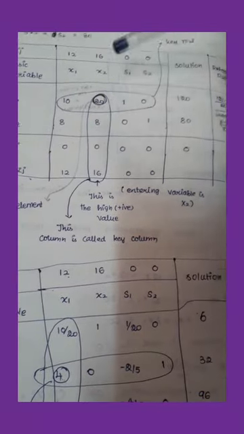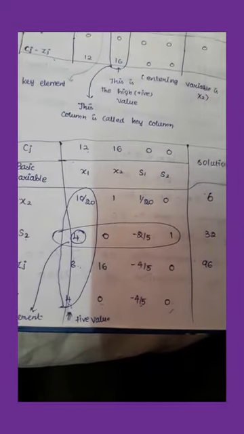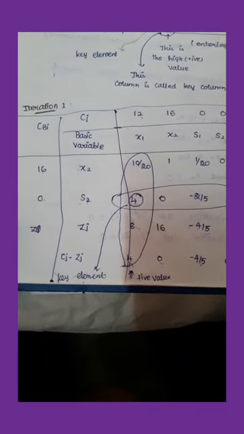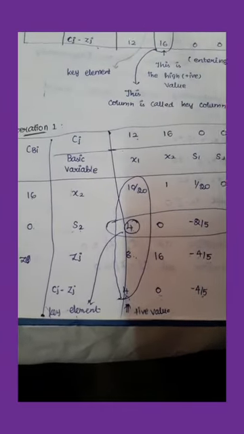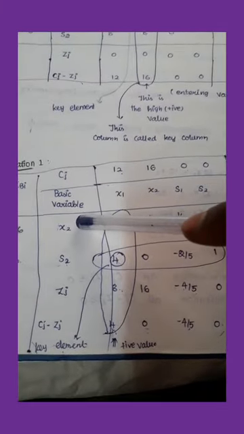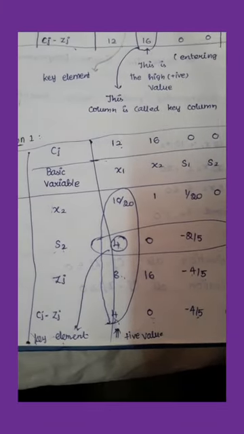Then, to proceed with the next iteration, we proceed with the same column values. We know that the entering variable is x2 and the leaving variable is s1. So we need to replace the leaving variable: instead of s1, we replace it with the variable x2.